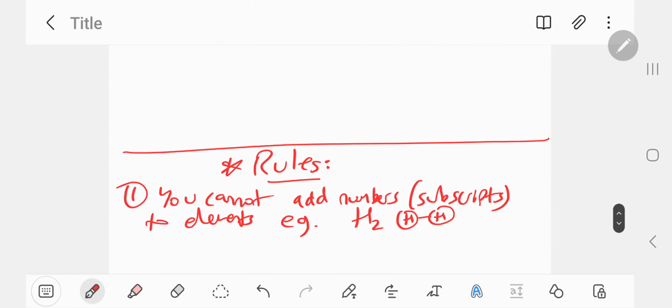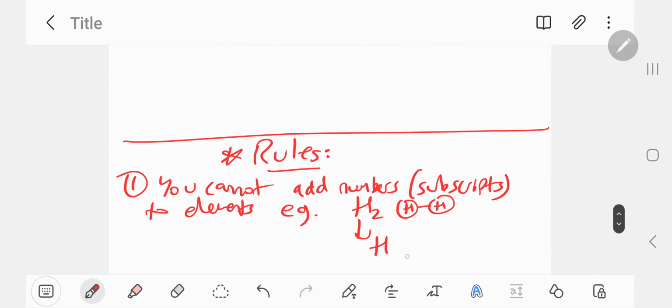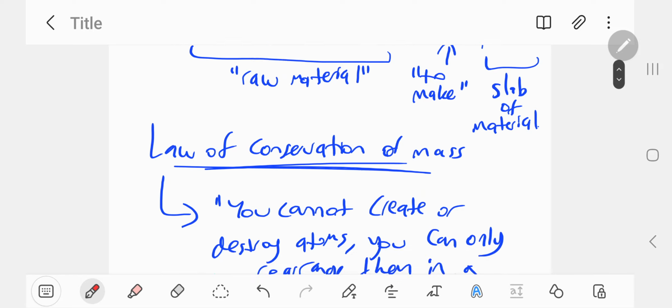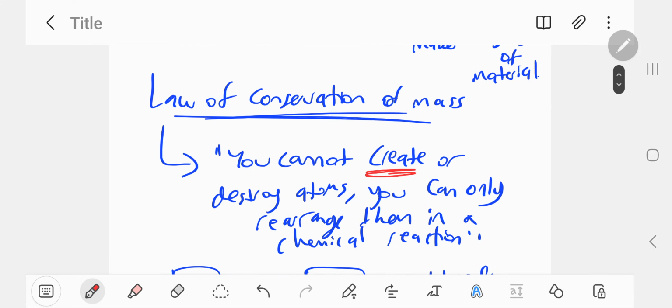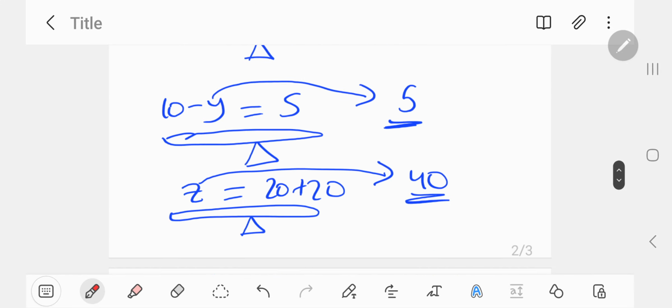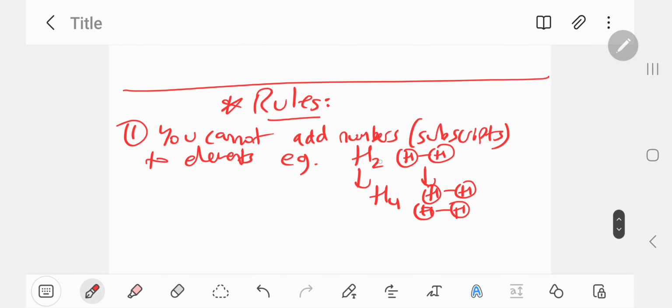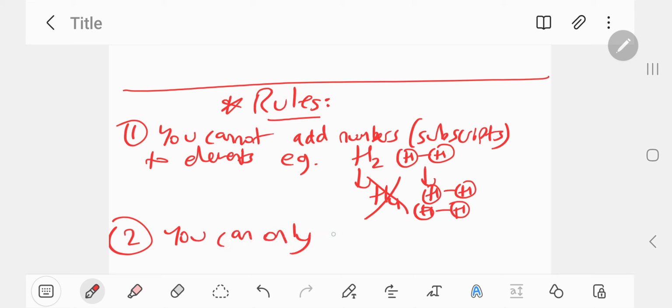I can't all of a sudden go in the equation and rewrite it as this, because I'm basically creating atoms in this case. Okay, I'm going from this to this, which is impossible. According to this law here, the law of conservation of mass, you cannot create or destroy atoms. You can only rearrange them. So this is wrong. Can't do that. Massive X for that.